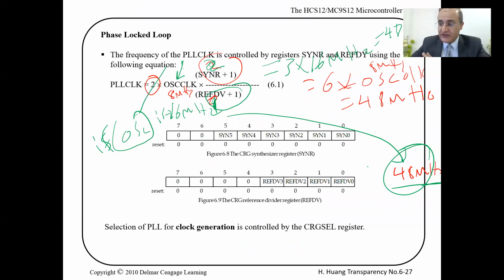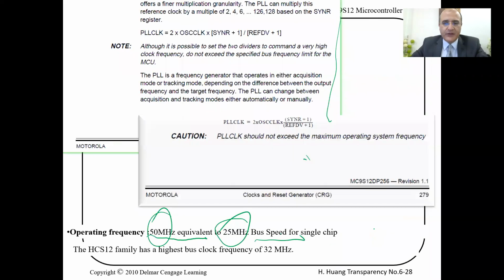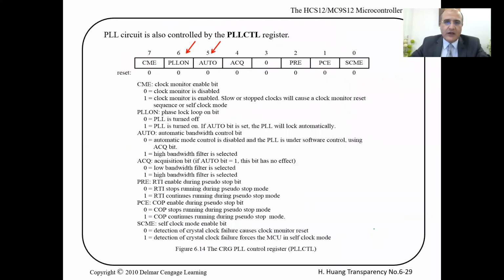48 is the core, the system clock, which means the bus clock would be half, so divide by 2, right? Divide by 2 gives 24 megahertz. So the E clock would be 24.